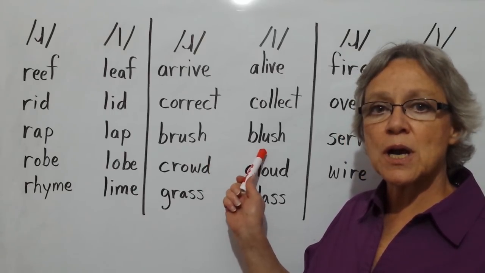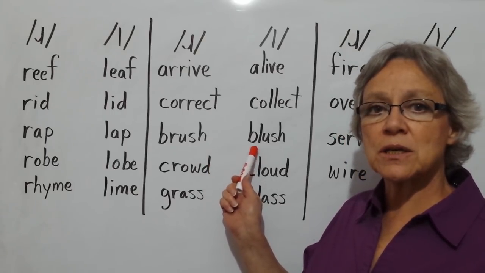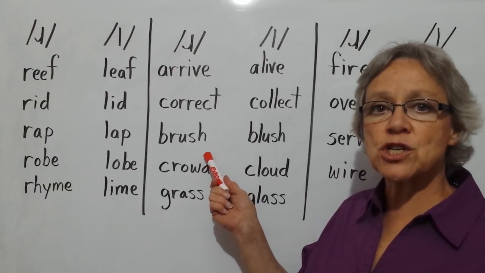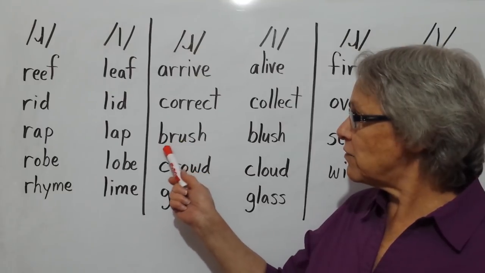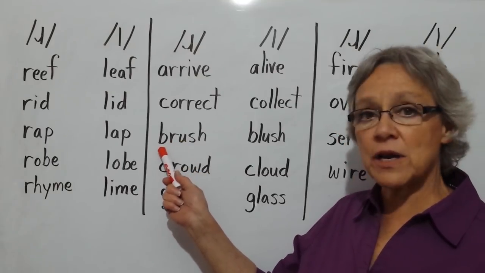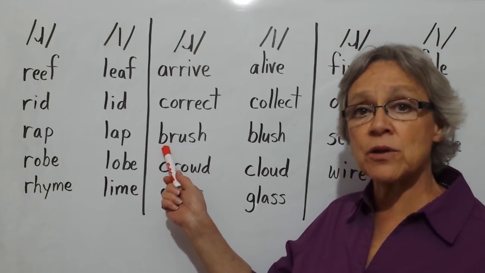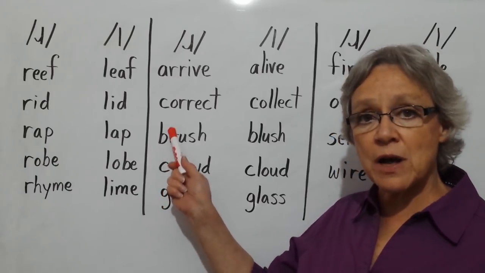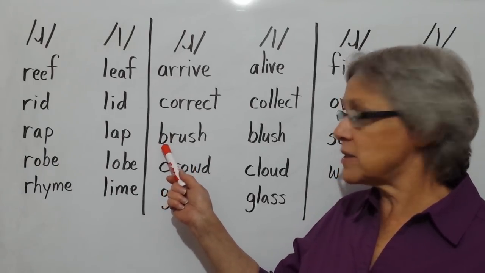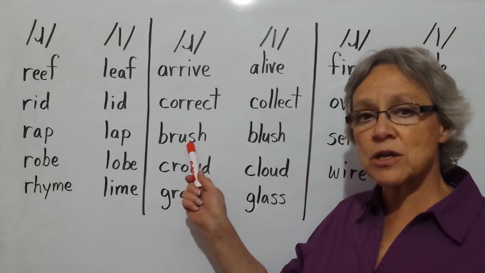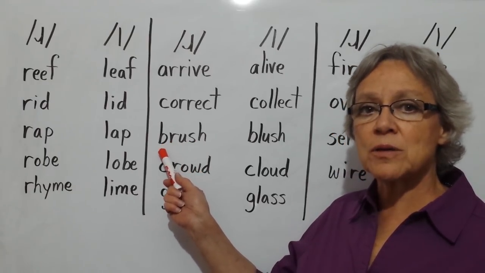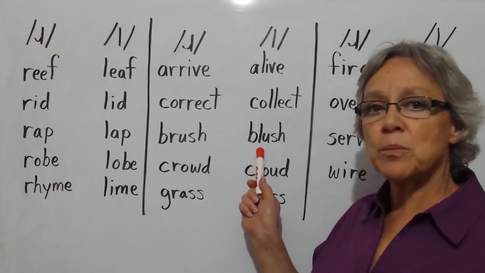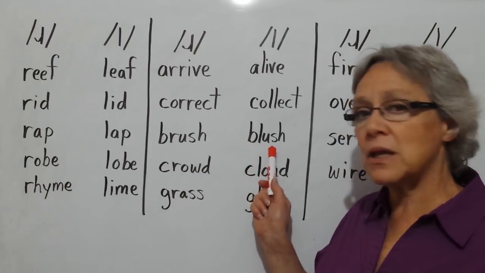Brush, blush. When we have the R right after another consonant, two consonants together, it's important not to put a vowel sound in there. So don't say something like b-rush. There's no vowel in there. It's not b-rush, it's brush. Blush. It's not b-lush, okay?